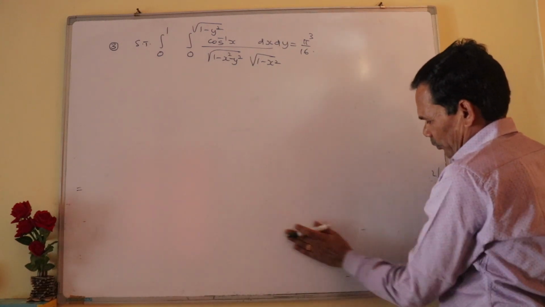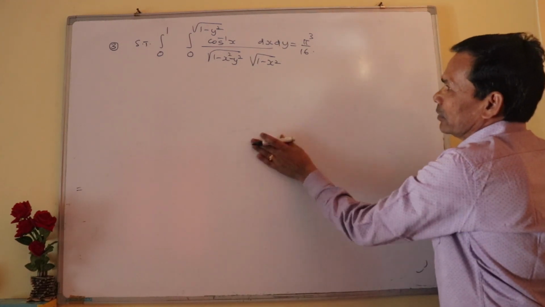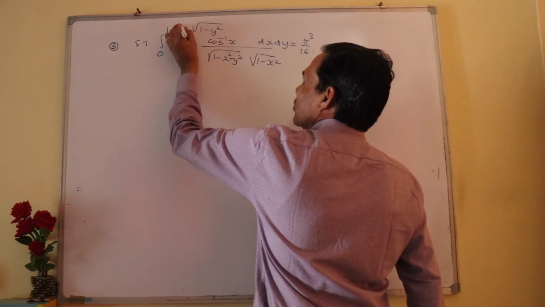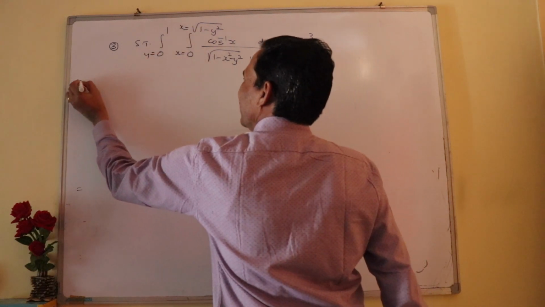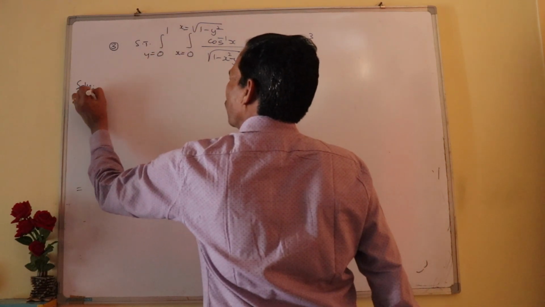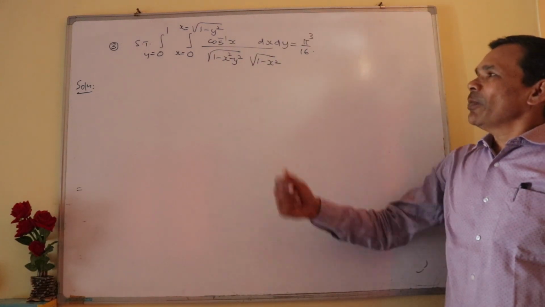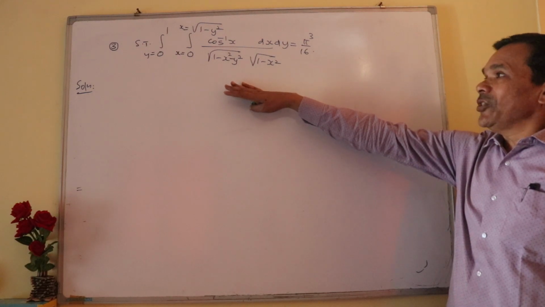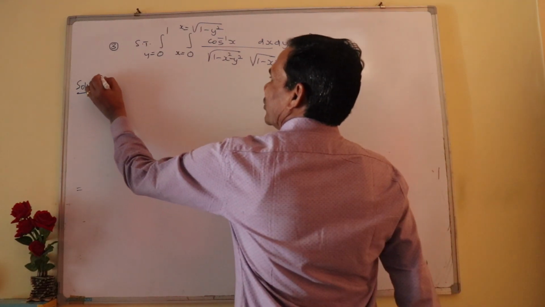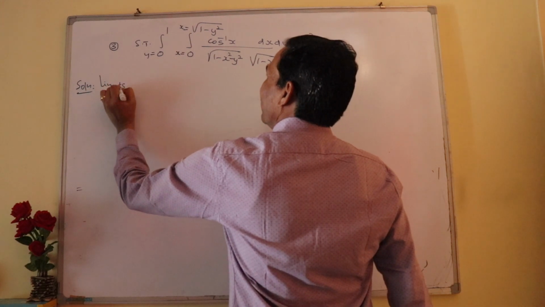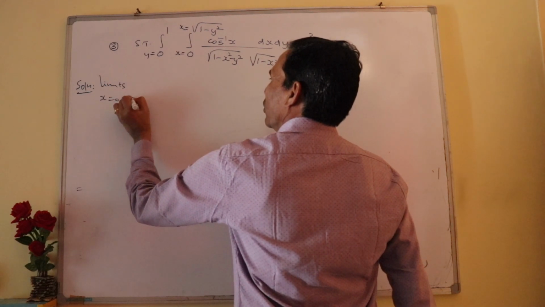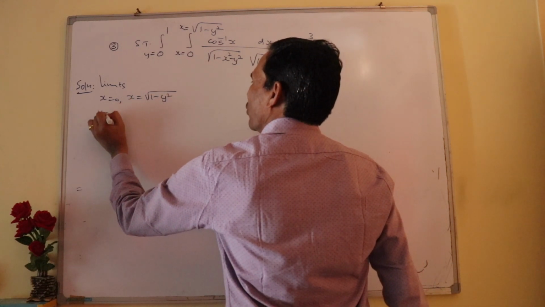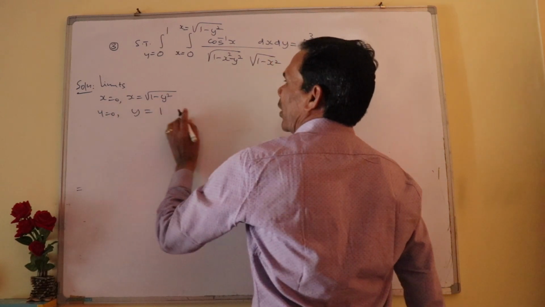Now, if you observe this, these are the limits for x and these are the limits for y here. So if you observe, in the given order, it is rather complicated to integrate with respect to x first. So you have to make this integral to integrate with respect to y by changing the order of integration. So limits would be this: x is equal to 0, x is equal to root of 1 minus y square, y is equal to 0 to y is equal to 1.